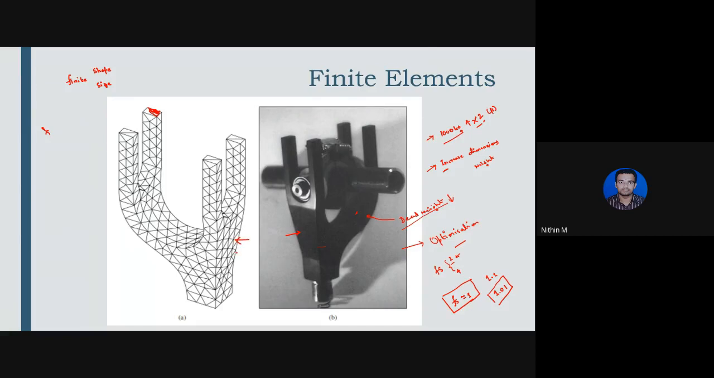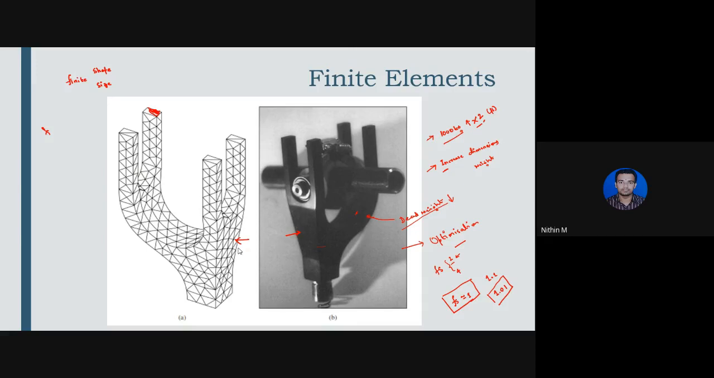But what is that you need to remember? You need to remember that each element is finite in shape as well as finite in size, and the number of elements that are present is also finite. Say if you are dividing this body into 1000 elements, how many elements we have divided into is countable, it is not infinite. So the number of elements is finite. Each element is having a finite shape and a finite size.